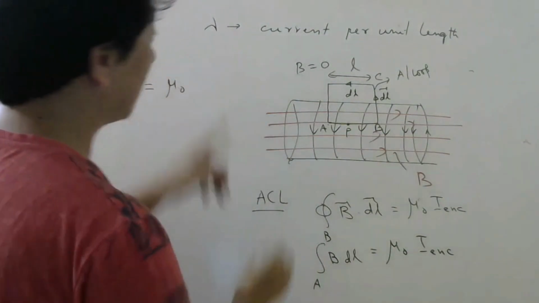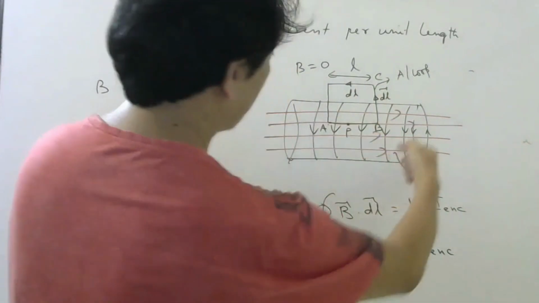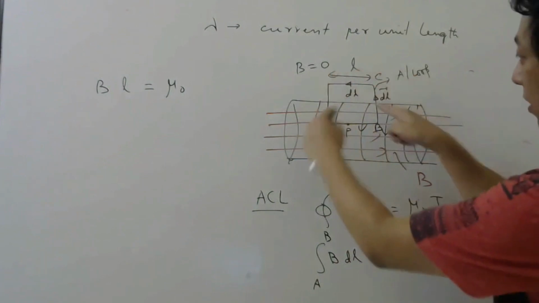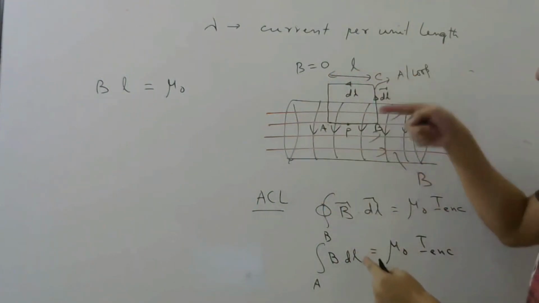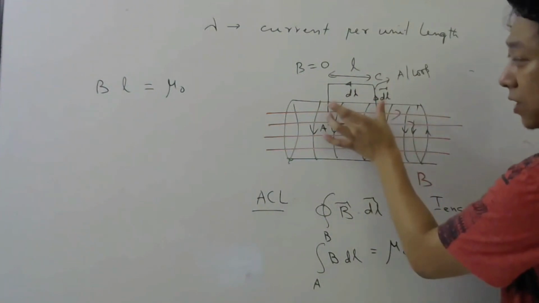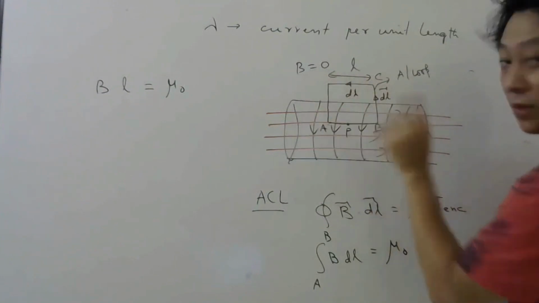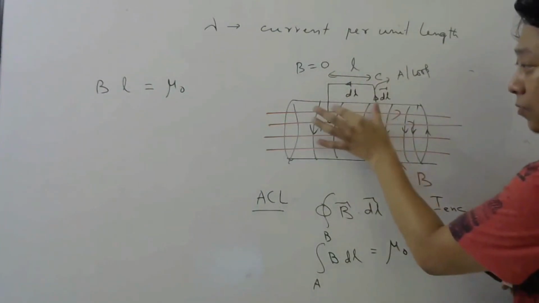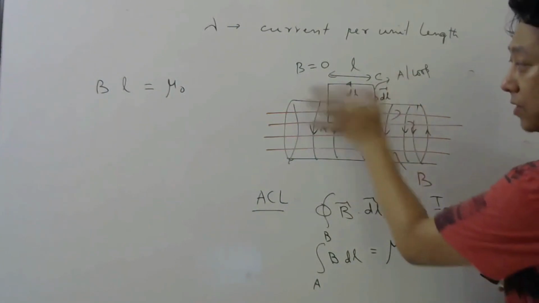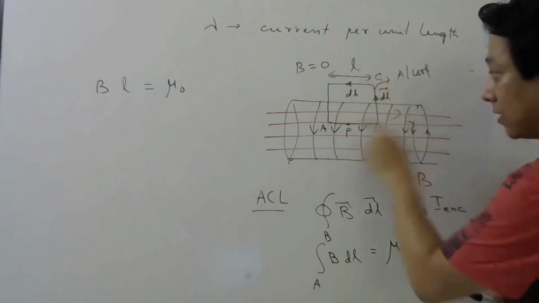Now, current enclosed means what? How much current is inside this loop? Remember, current is coming like this. So imagine one loop here. So current is coming out here, out here, out here, out here. So whatever current is in this much length, that much current is only inside this loop. Agree or not? Only the current which is in this portion, only that current is coming out of this loop, remember.